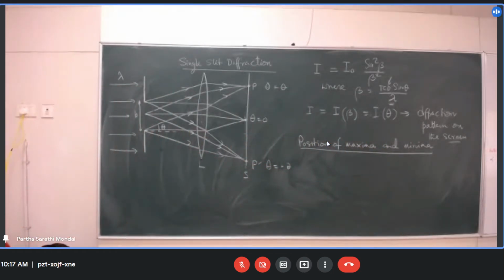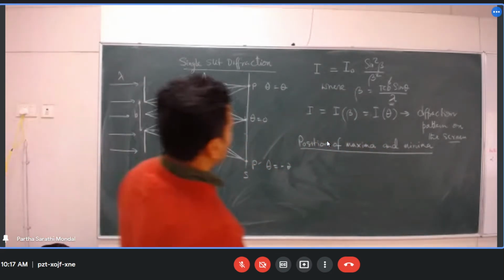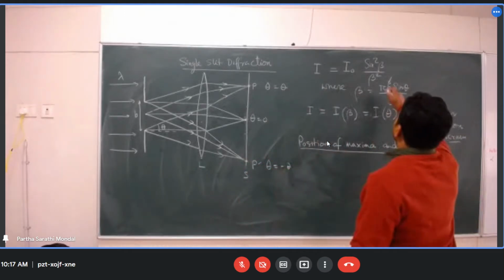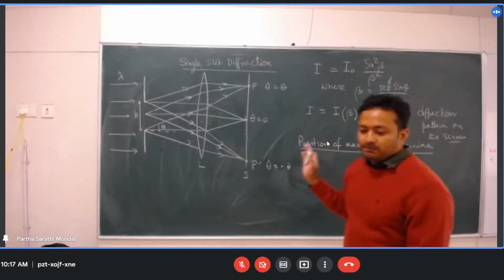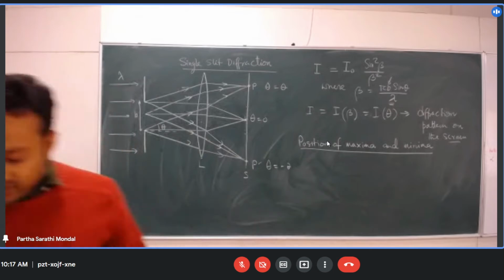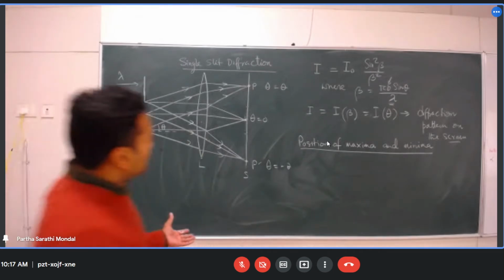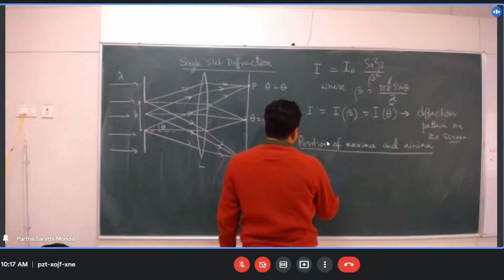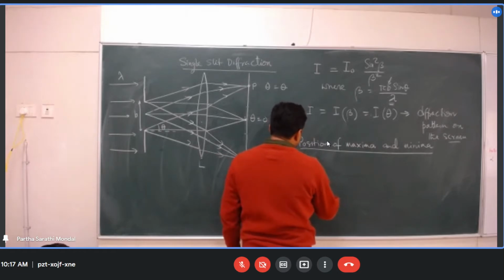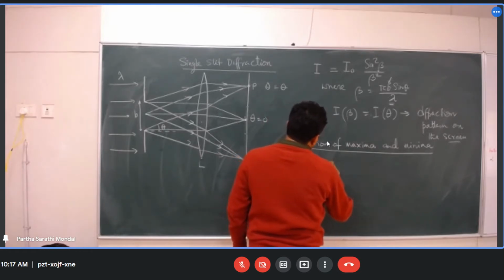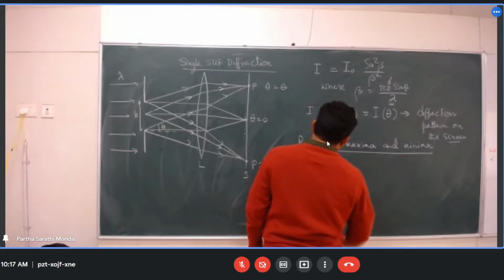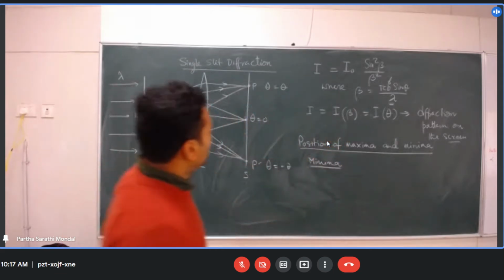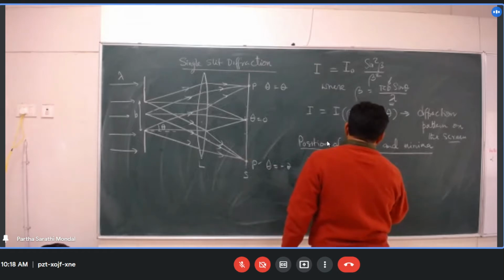When will I be zero? If sine beta is zero, then you can say I is zero. So what is the condition for maxima? Okay, first let us do minima. Where is the minima? Minima means intensity is zero, so I equals zero.